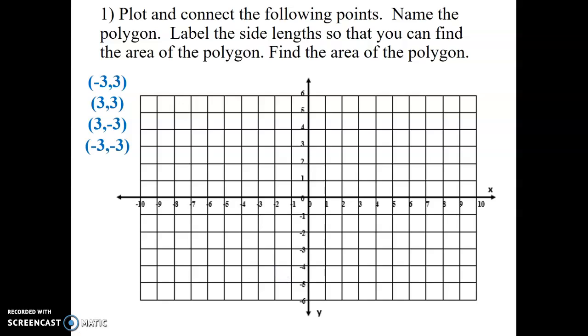Let's start. Let's plot and connect these points. So go ahead, pause the video. In your composition book, I want you to create a coordinate plane and plot these 4 points. Okay, let's see how you did.